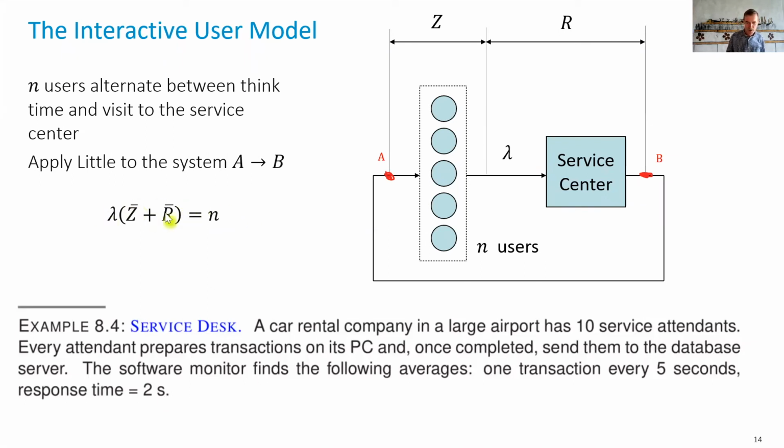Then the product of this, lambda times the total time, is equal to the average number of customers in the system. But since it's a closed system with n users, the number of customers is constant, equal to n, so the average also must be equal to n. So we have this equation here, which has received a name. It's called the interactive user model.